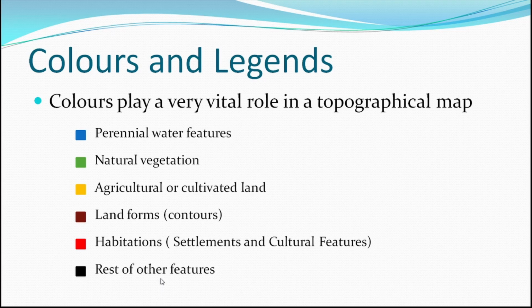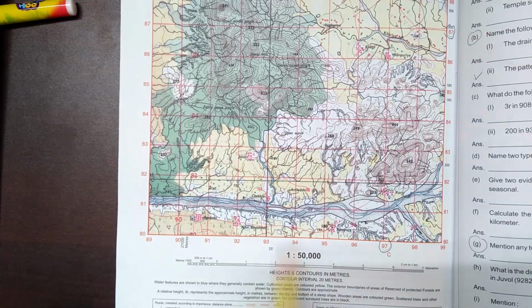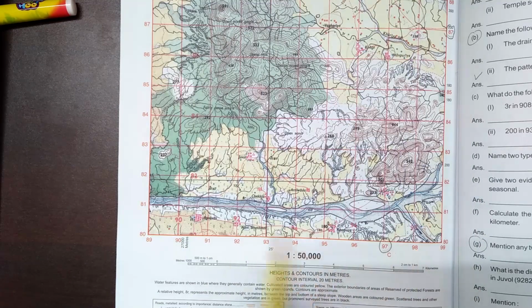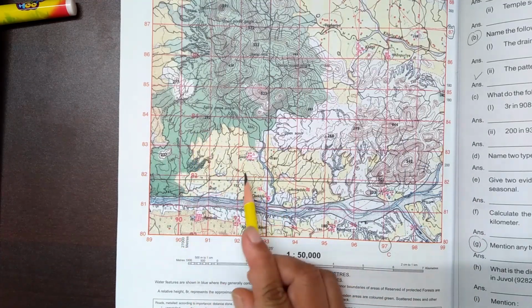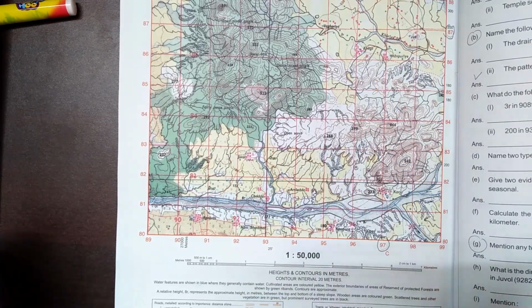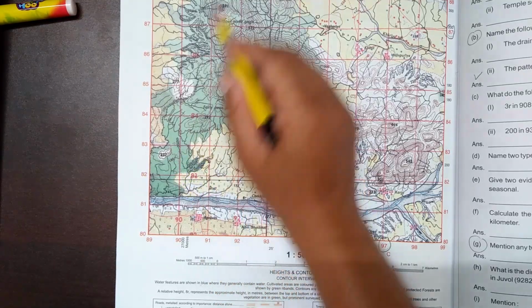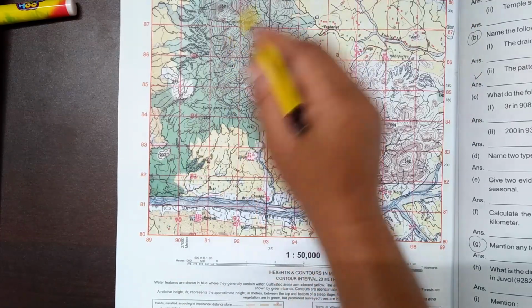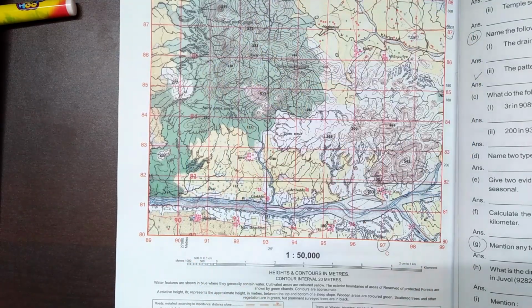So let's see how these colors appear in a topographical sheet. Come, let's see. Okay, children, see this. If you look at this topographical map, you can see green, yellow, blue, brown, red. Colorful, right? So here all this green area means a huge forest cover, right? This area is full of forest, green area.